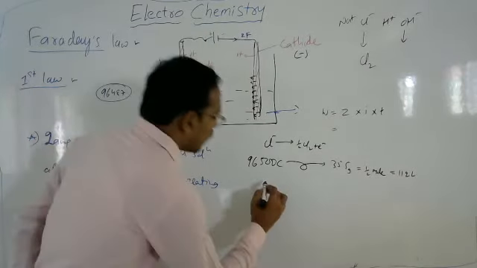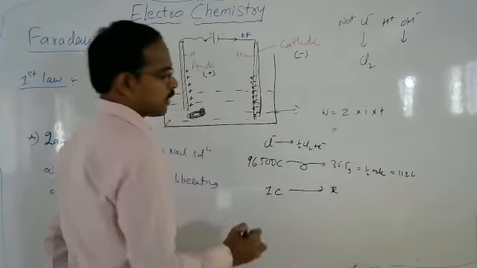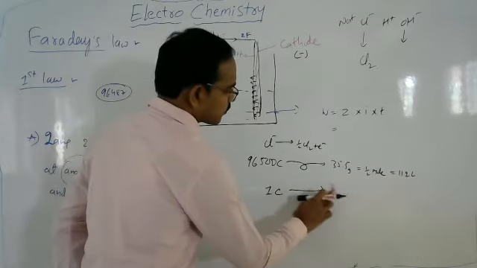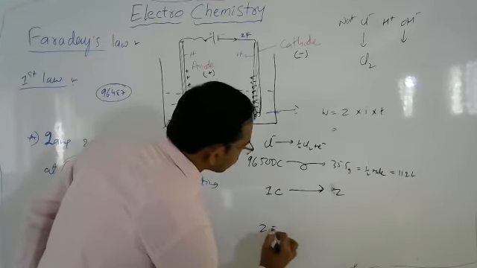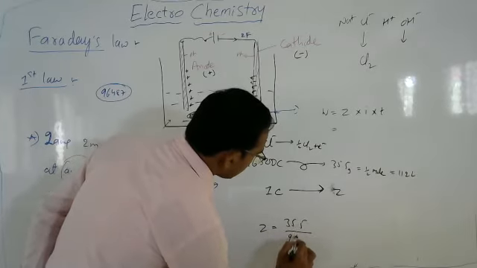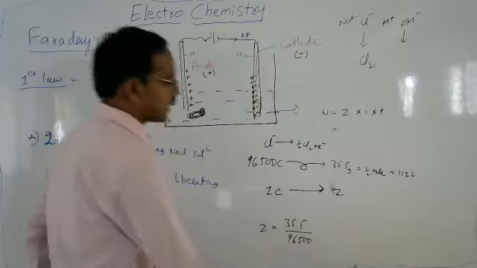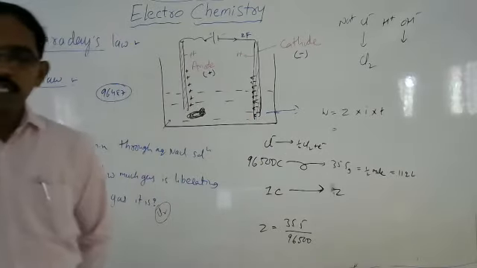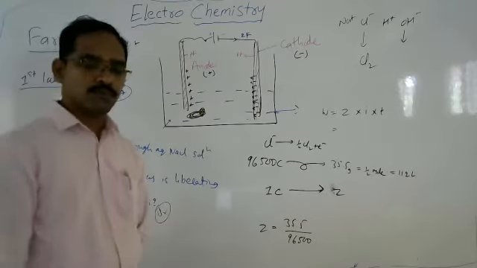Okay, then what happens for 1 coulomb? For 1 coulomb you have to do cross multiplication. This is only Z. Then Z equals 35.5 upon 96,500. This is the Z value. That's why they don't give the Z value in the numerical question; we have to find it.